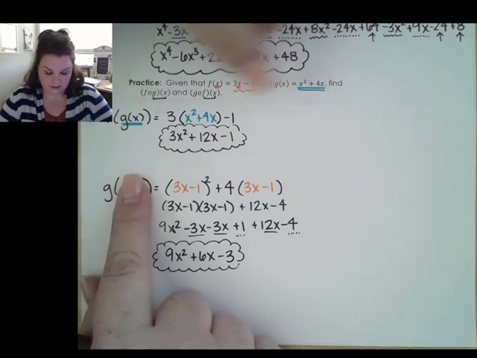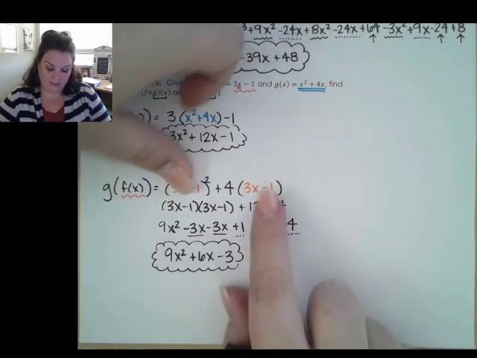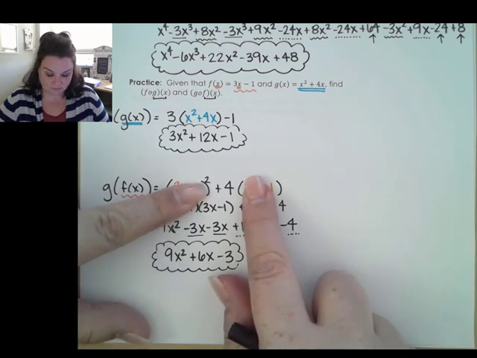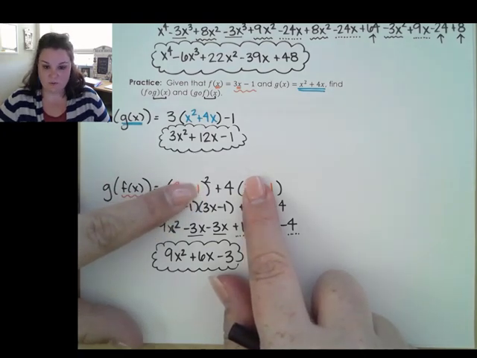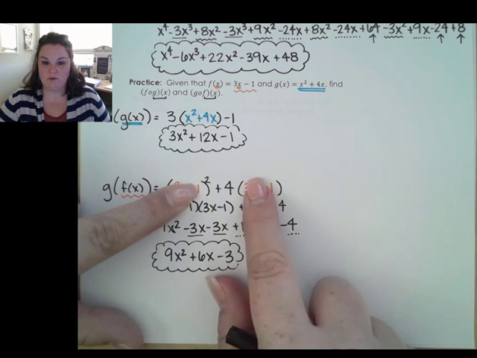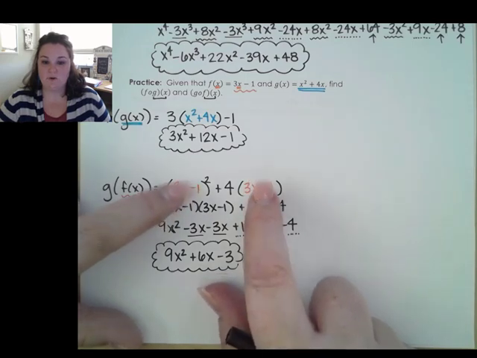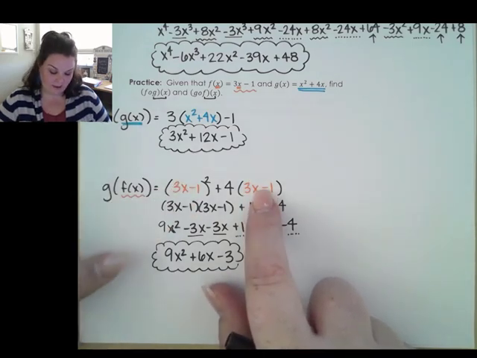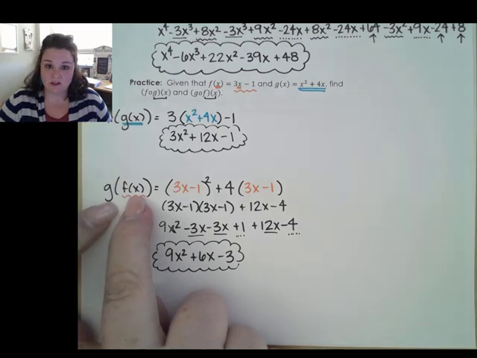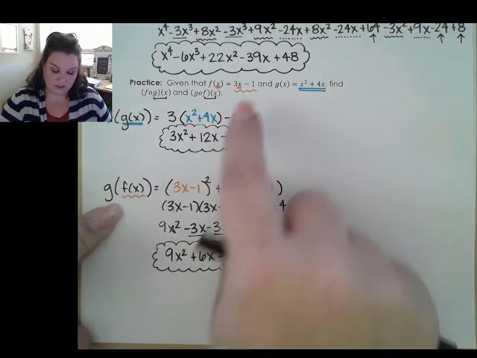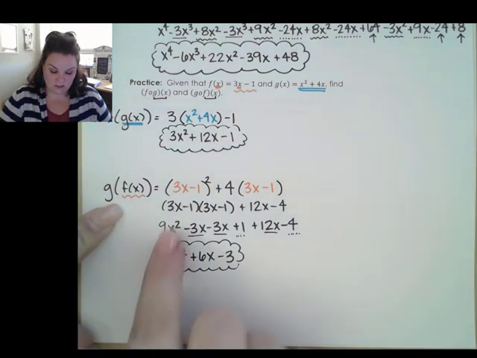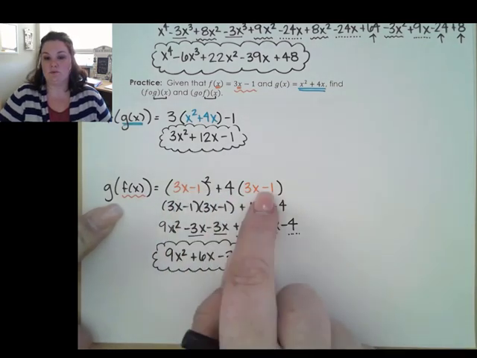our input. So in parentheses, before I wrote what goes in these parentheses, I put parentheses squared plus 4 times parentheses so that I know this is where my input goes. Okay, and then my input's going to be my f of x function. So my f of x function is 3x minus 1. So that's what I'm plugging into each of those parentheses.